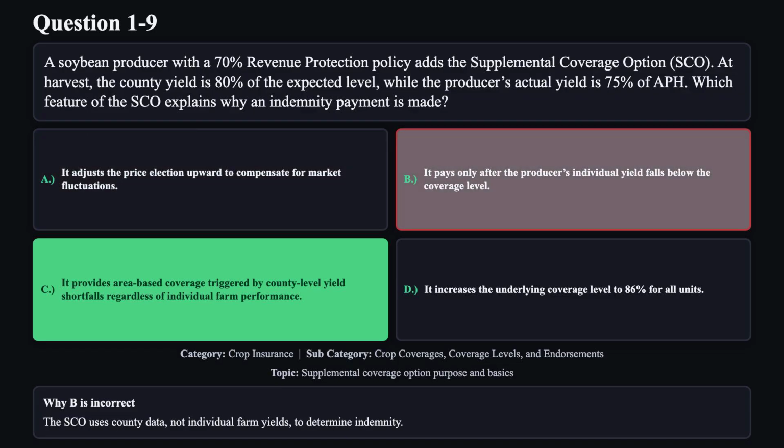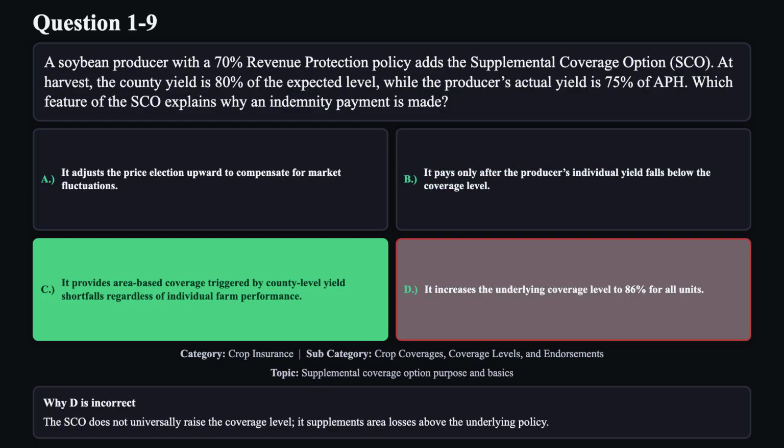Reason B is not correct. The SCO uses county data, not individual farm yields, to determine indemnity. Reason D is not correct. The SCO does not universally raise the coverage level. It supplements area losses above the underlying policy.